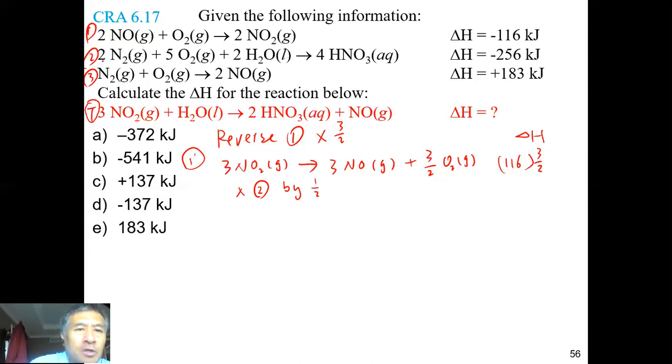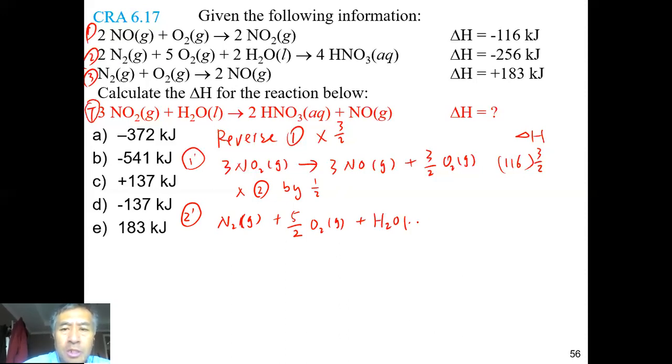So here you have 2 and 2. If you times by half or divide by 2, this will be 2 prime. So 2 prime becomes N2 gas, then plus 5 over 2 O2 gas, then plus 2 H2O liquids divided by 2 becomes 1 H2O liquid. And then on the product side, you have 4 nitric acids, so that will become 2 HNO3 aqueous. So then the delta H, that was still negative 256, then divided by 2.